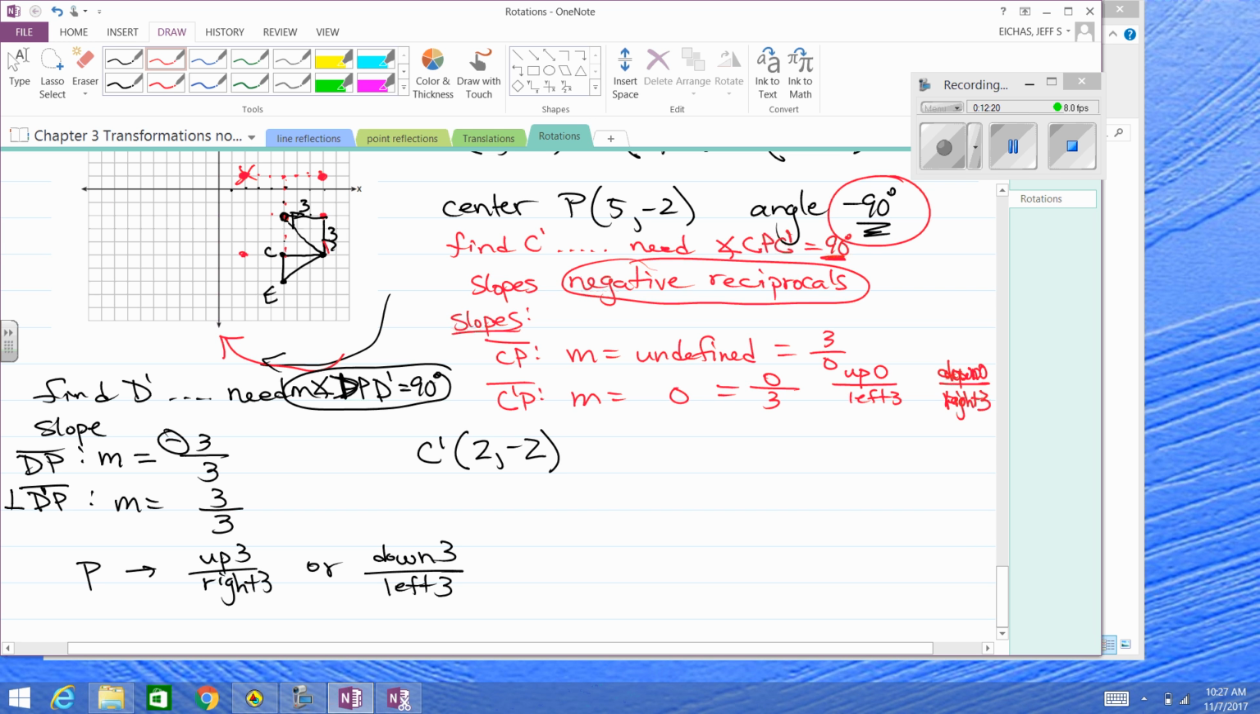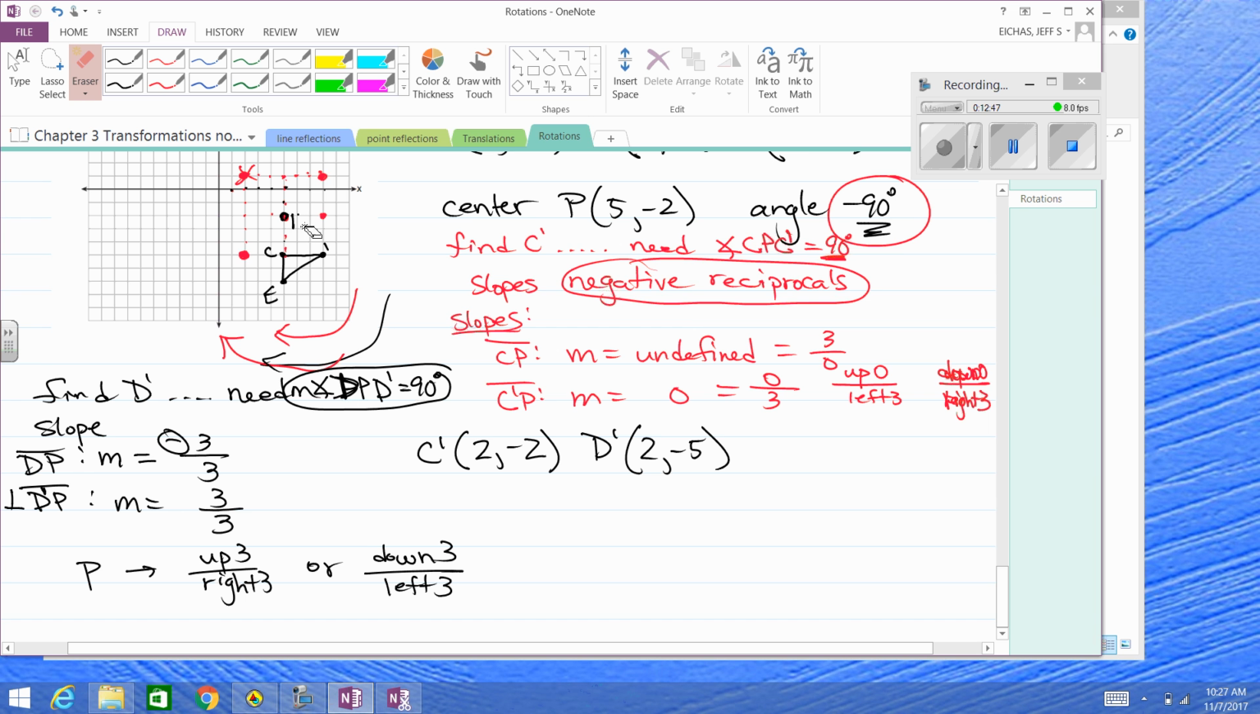Now, if this is D, and we have to move in this direction, we're going to pick this one. So for D, we're going to get 2, negative 1, 2, 3, 4, 5. So D prime is going to be at 2, negative 5. This is hard, I get it. And then we'll put it all together in one graph and you'll see it. Okay, let's get rid of it. New graph. This is hard, but we'll do it.